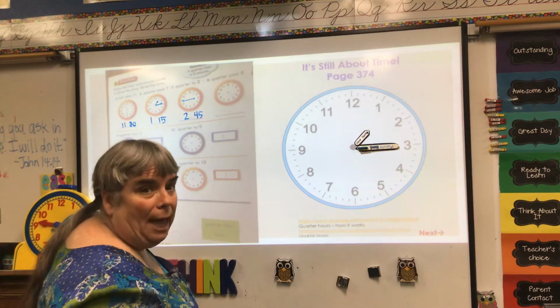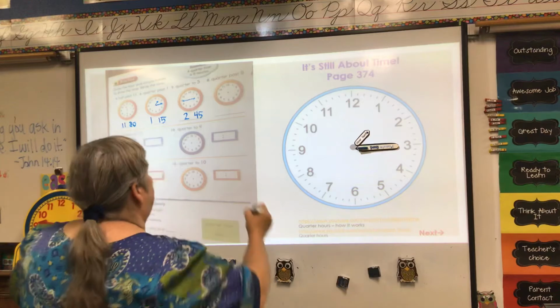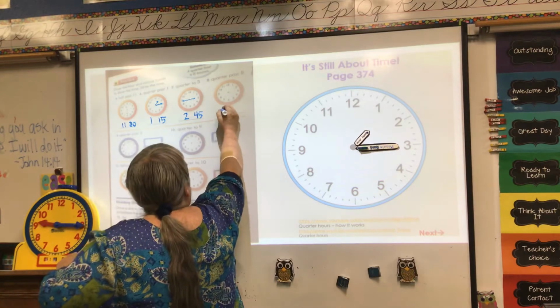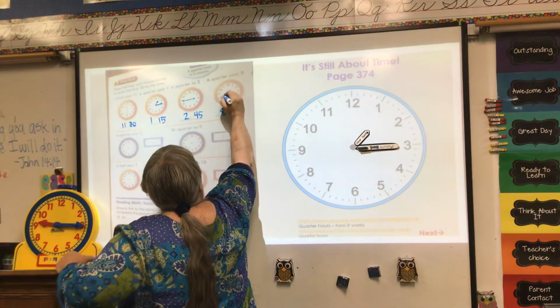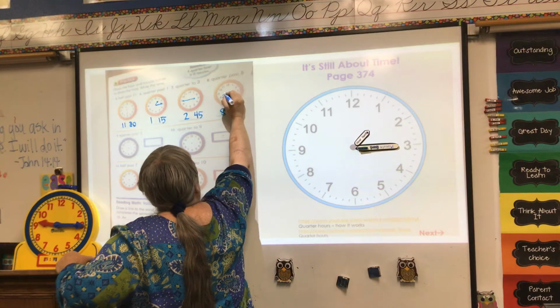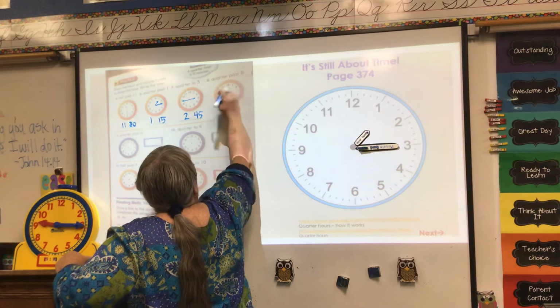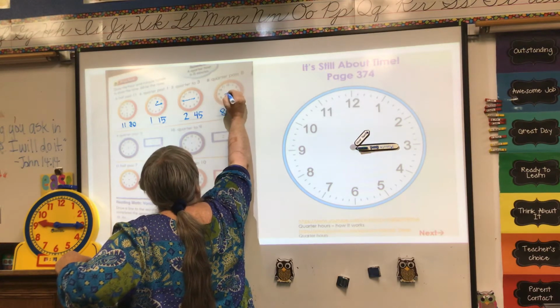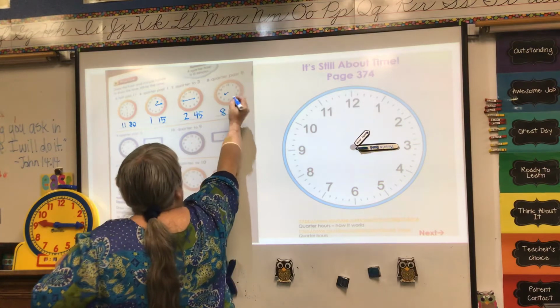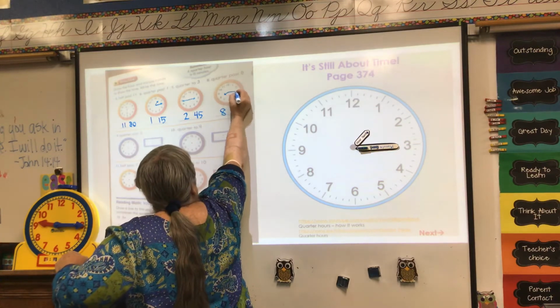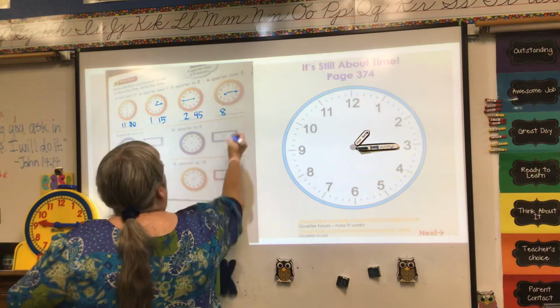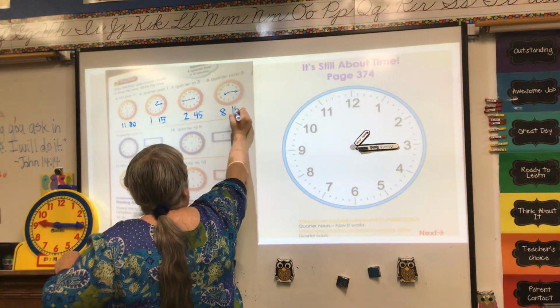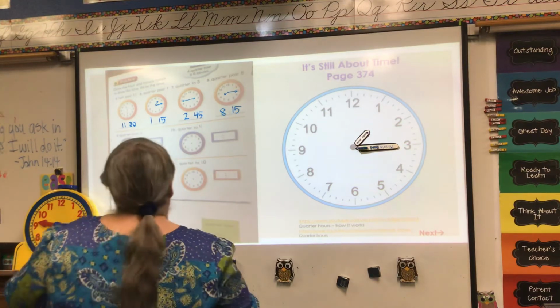8:15. If it says past, then I know the first number is going to be 8. So my hour hand is going to be really, well, too long. There we go. And then it's 1/4, so it's going to be pointing to the 3. So that is 8:15. Okay?